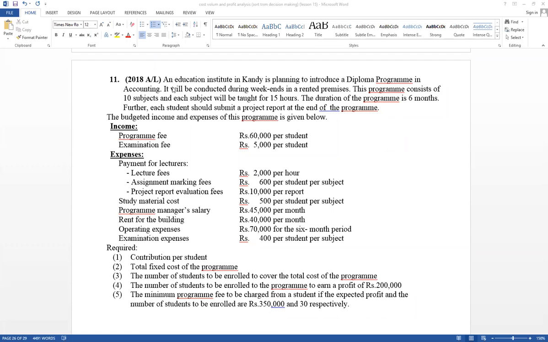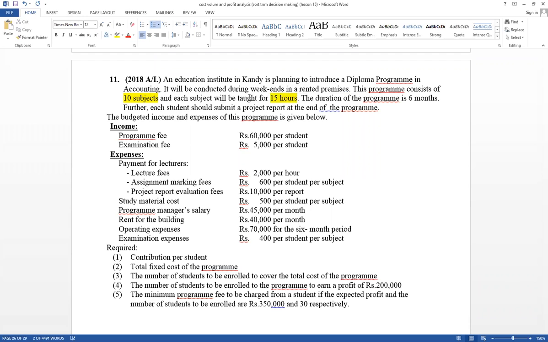That is given: an educational institute in Kandy is planning to introduce a diploma program in accounting. It will be conducted during the weekend in rented premises. This program consists of 10 subjects. Very important, 10 subjects available. Each subject will be taught for 15 hours.